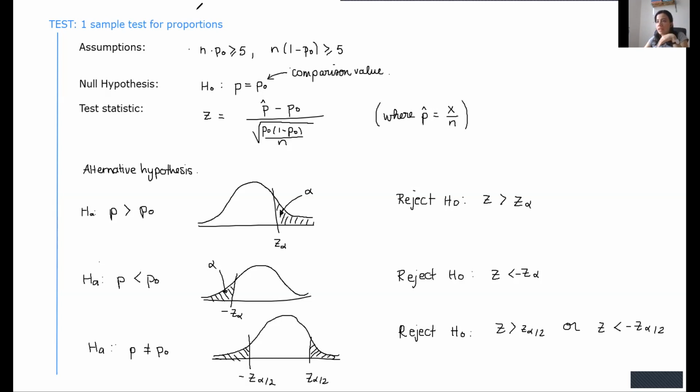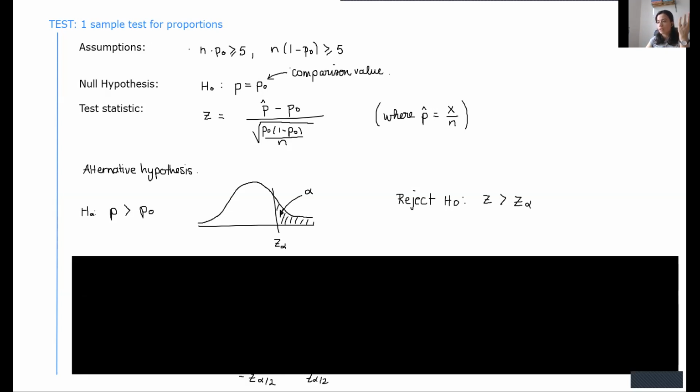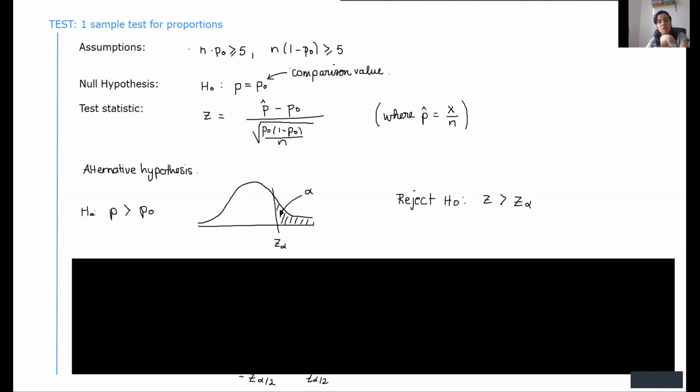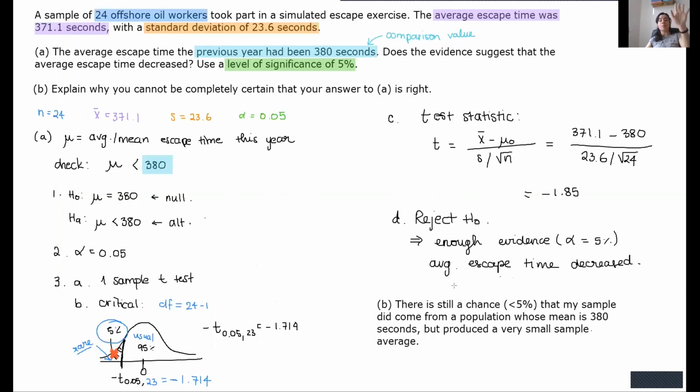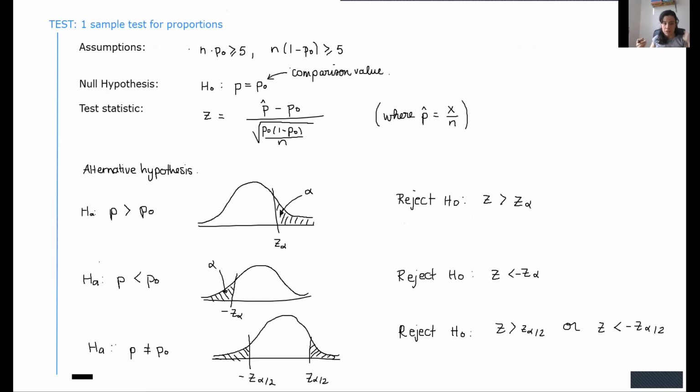So depending on the case that you have, depending on the example that you have, you're going to be showing either something is larger than a given value, smaller than a given value, or different than a given value. For example, in the previous case, back to the other slide, we were trying to show that the mean was smaller than 380. But sometimes we'll show that the mean is larger than a given value, or that the mean is different than a given value.